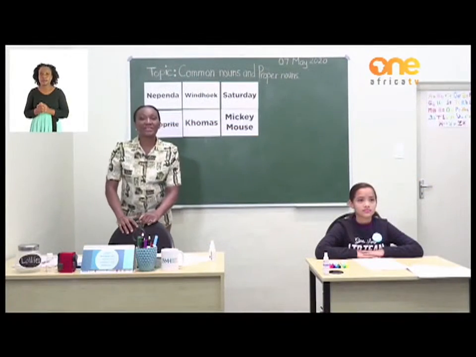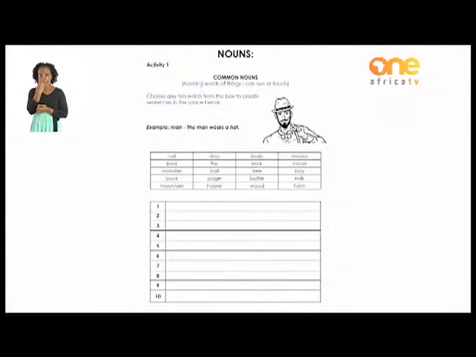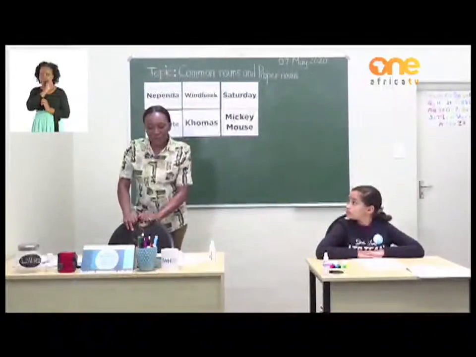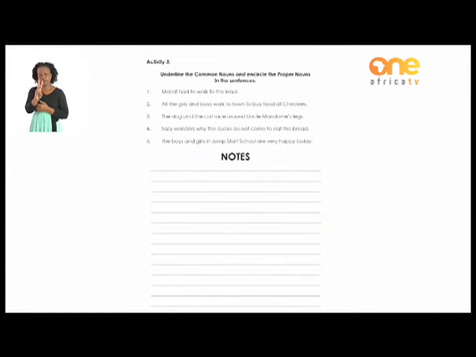I'm going to leave you with an activity to do. Now, in your booklet on page 4, you are going to do activity 1 on common nouns. Let us move on to page 5. On page 5, you are going to do an activity on proper nouns. So that means you are going to do activity 2. Moving on to page 6, I want you to do activity 3 on page 6.